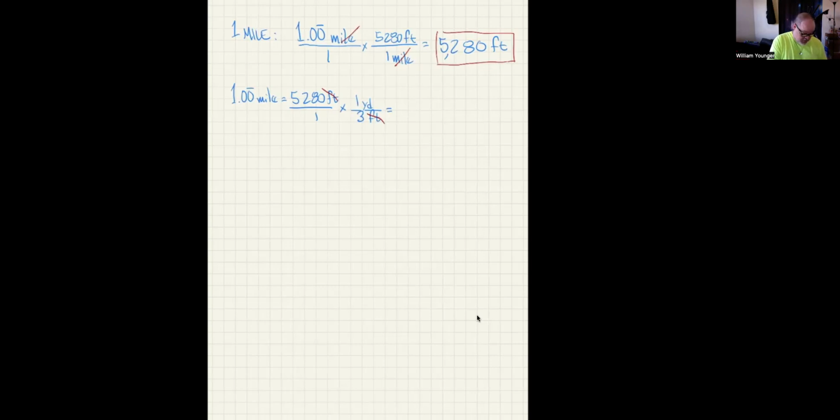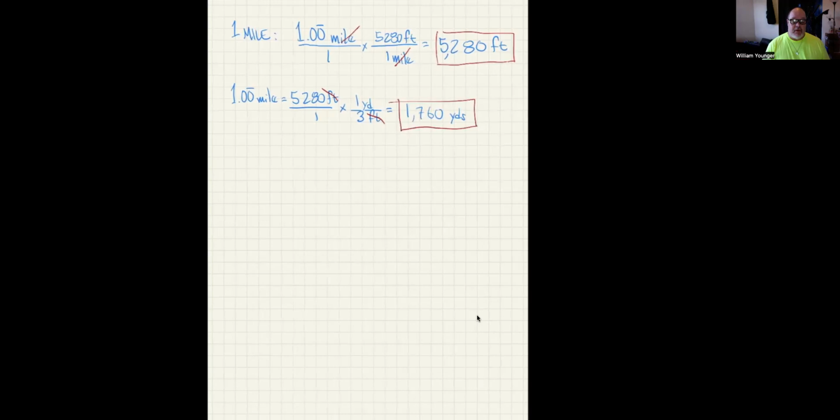So double checking, I've already done this calculation several times, but I'm going to still check it just to make sure I'm not giving you guys anything errant. 5,280, ooh, glad I looked at that. Had an extra digit in there. Divided by 3 is equal to 1,760. 1,760 yards is 1 mile. So that's another useful conversion.